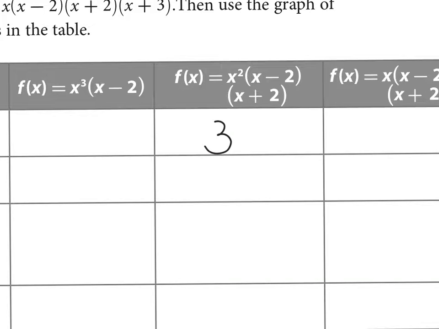So if it has 3 distinct factors, then how many x-intercepts does it have? 3. What's the first one? Okay, and that comes from x squared. What's my second distinct factor? x minus 2, which gives me an x-intercept of positive 2. That comes from x minus 2. And my third factor was x plus 2, so my x-intercept is going to be negative 2.